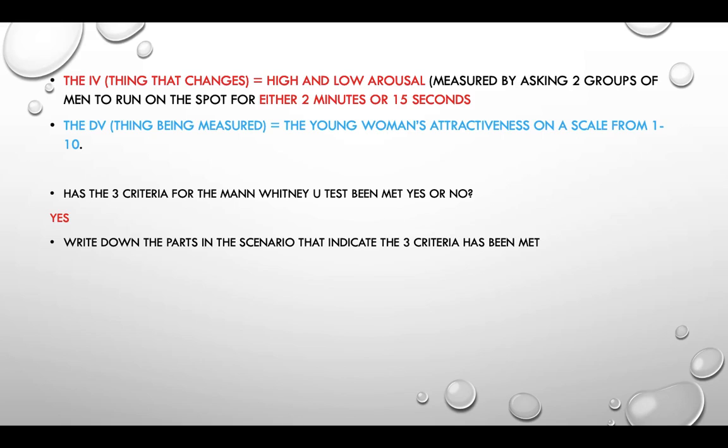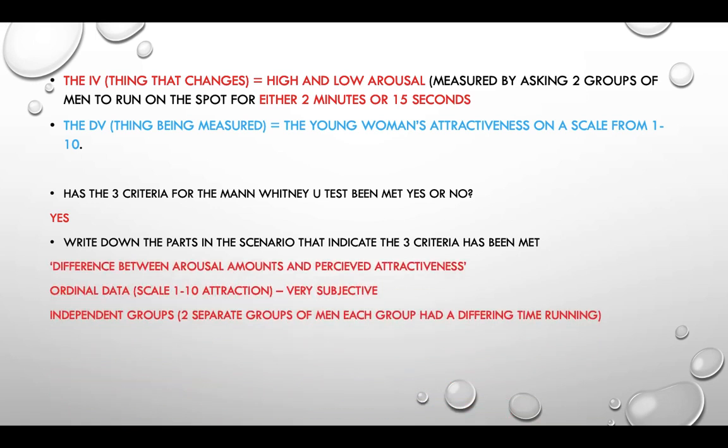So what you should have got was, yes, it should be a Mann Whitney U, because they were looking for a difference. It purely states they're looking for a difference between the arousal amounts, that's running for 2 minutes or 15 seconds, and whether that had a difference in perceived attractiveness. So they were looking for a difference in arousal and attractiveness. They were using ordinal level data because they were asking the men to rate the attractiveness from a scale of 1 to 10 of attraction.